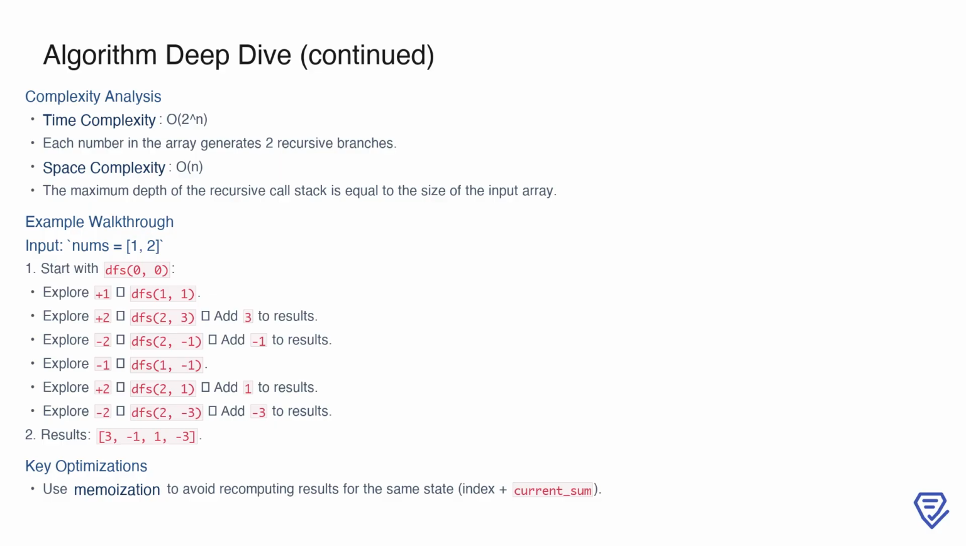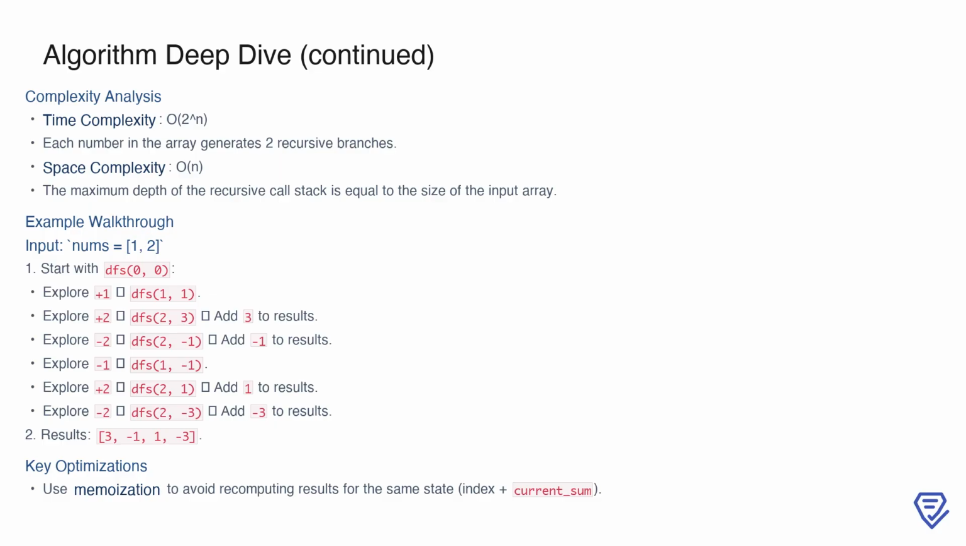Suppose the input array is [1, 2]. We start with DFS(0, 0). At the first level, we explore adding 1 to the sum, which gives us DFS(1, 1), and subtracting 1, which gives DFS(1, -1). From there, for each branch, we consider adding or subtracting 2. For instance, from DFS(1, 1), we calculate DFS(2, 3) and DFS(2, -1), adding 3 and -1 to the results. Similarly, from DFS(1, -1), we calculate DFS(2, 1) and DFS(2, -3), adding 1 and -3 to the results. The final results list is [3, -1, 1, -3].